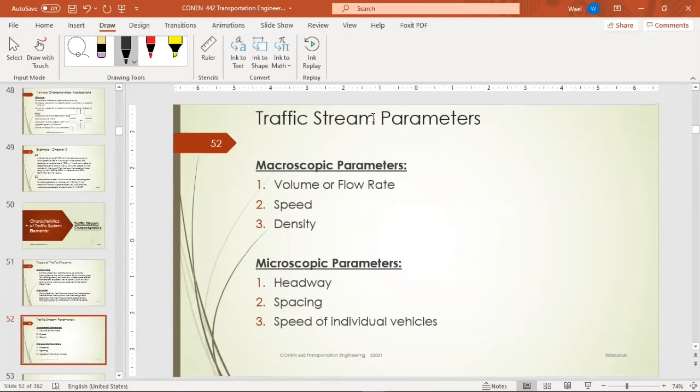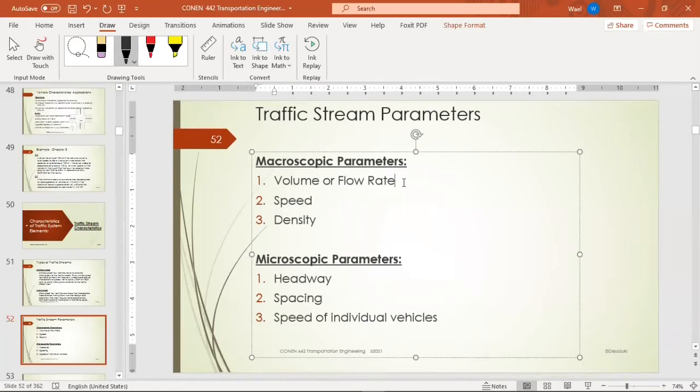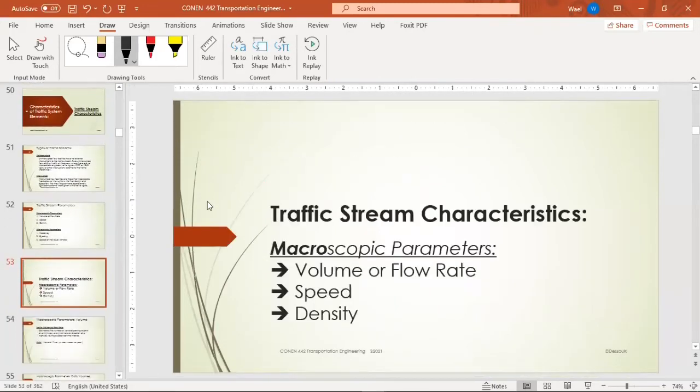Okay, what are the parameters that we usually use to describe the traffic stream? We have two sets of parameters, macroscopic parameters and microscopic parameters. Of course, you know that macroscopic are parameters that are aggregate, okay? They describe the whole thing together, but the microscopic are more precise and on an individual basis. So the macroscopic parameters are the volume or the flow rate, the speed, and density of the flow. Then the microscopic parameters are speed, headways, and spacing between vehicles, and speed of individual vehicles. So first we are going to start with the macroscopic parameters: volume, flow rate, speed, and density.